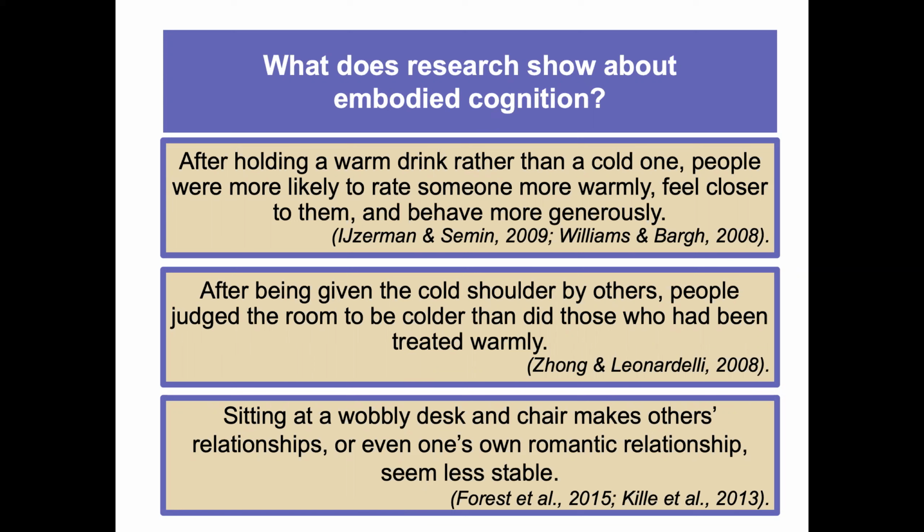After being given the cold shoulder by others, people judge the room to be physically colder than did those who had been treated warmly. Sitting at a wobbly desk and chair makes others' relationships or even one's own romantic relationship seem less stable. So these are really fascinating examples of research supporting this idea of embodied cognition.